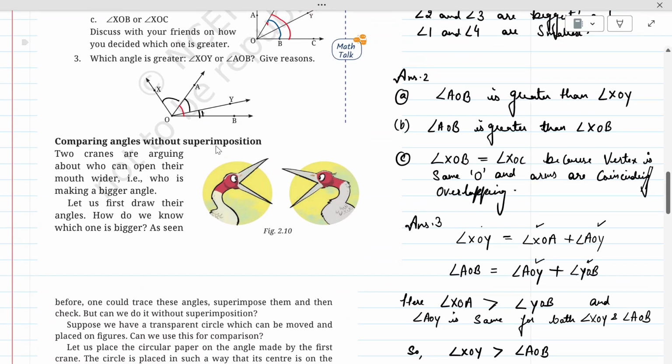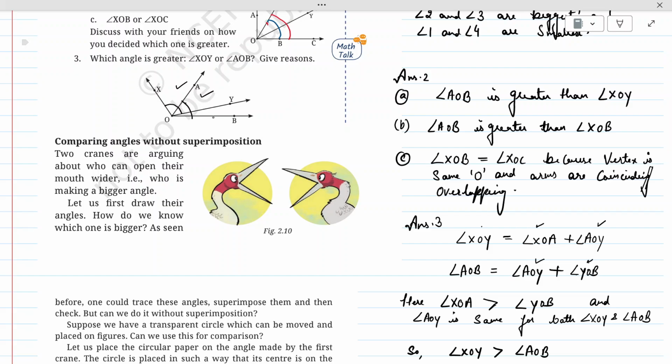See kids, I'm erasing everything, I'm explaining again. We have to compare XOY, this bigger angle, and angle AOB, this angle. For XOY, I have divided it into two parts, this plus this, which I have written here: angle XOA plus angle AOY. Okay, and similarly the other angle is AOB, which we have to compare.